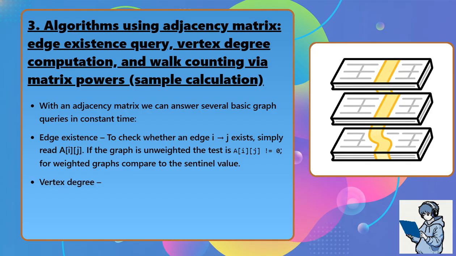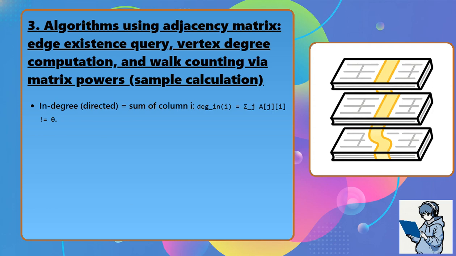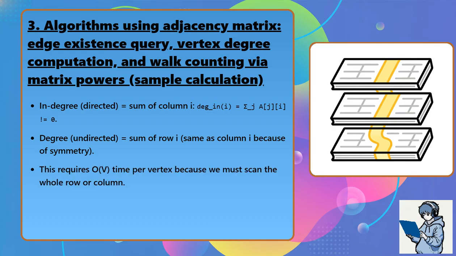Vertex degree: out-degree (directed) equals the sum of row i. Deg_out(i) equals sigma over j of [A[i][j] not equal to 0], or sigma over j of A[i][j] for weighted degree. In-degree (directed) equals the sum of column i. Deg_in(i) equals sigma over j of [A[j][i] not equal to 0]. Degree (undirected) equals the sum of row i, same as column i because of symmetry. This requires O(v) time per vertex, because we must scan the whole row or column.